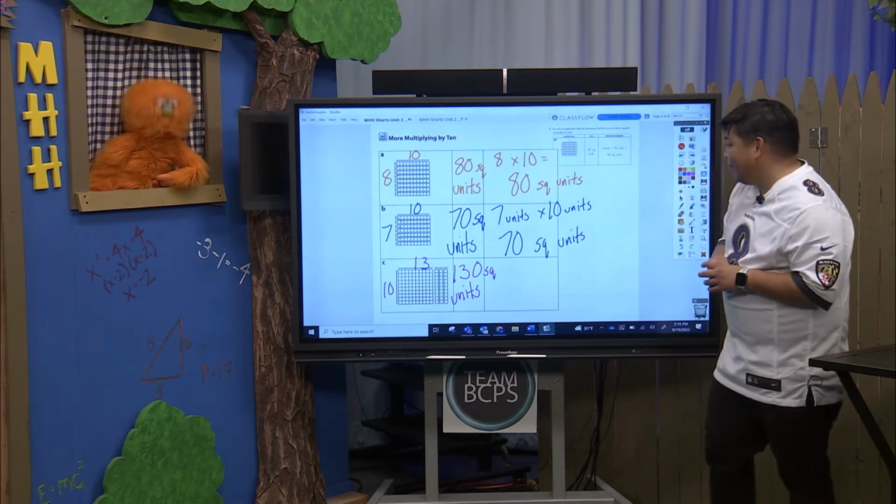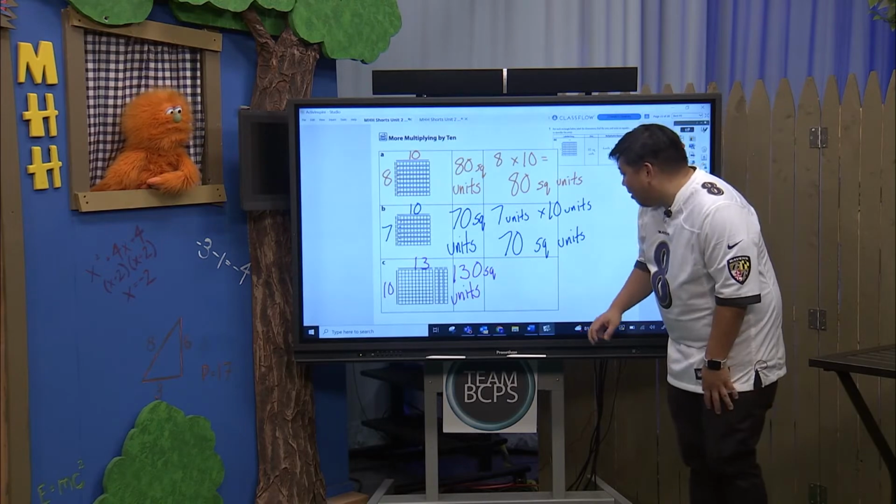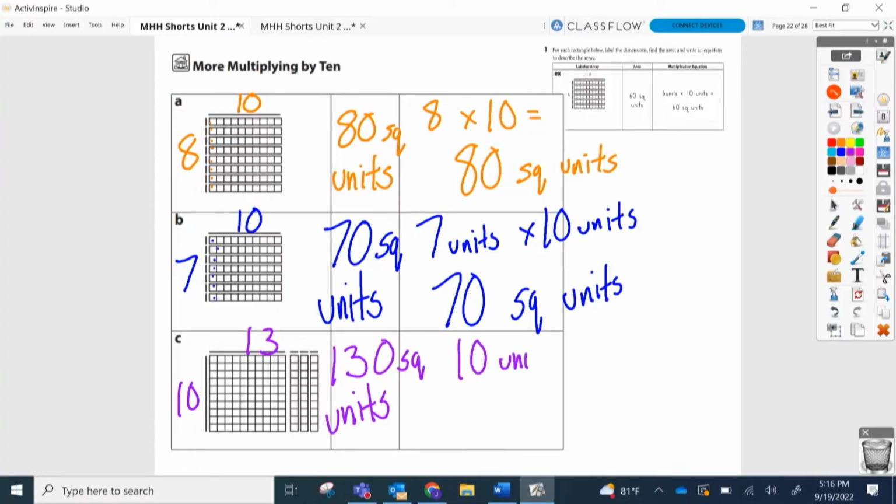Good job, Max. Thank you, Mr. Teng. All right, so go ahead and tell the world what was our multiplication problem there. So it would be 10 units times 13 units. And that's going to equal 130 square units.